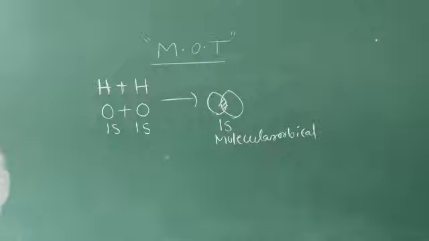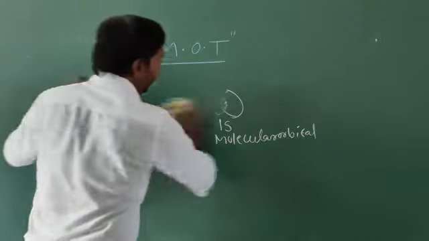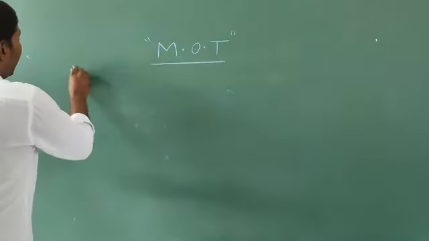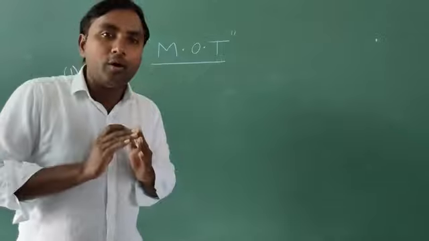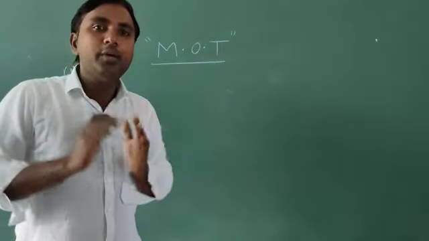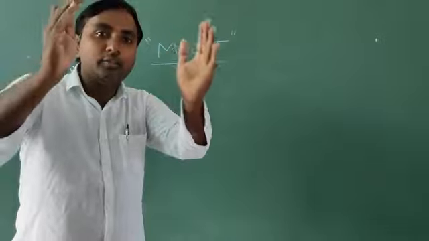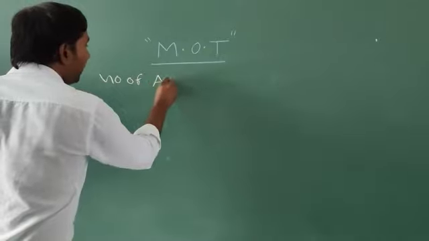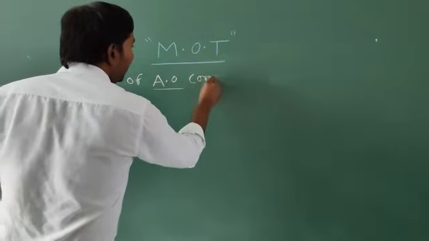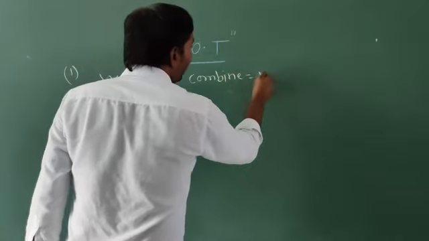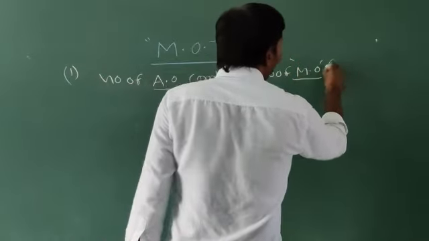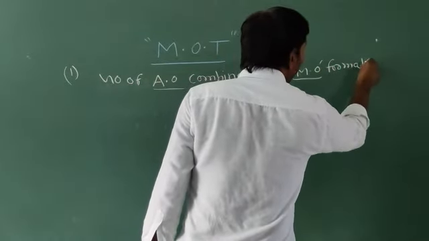What are the conditions for MOT? First, the number of atomic orbitals combined equals the number of molecular orbitals formed. So here, the number of AO, atomic orbitals combined or overlapped, equals the number of MO, molecular orbitals, formed.